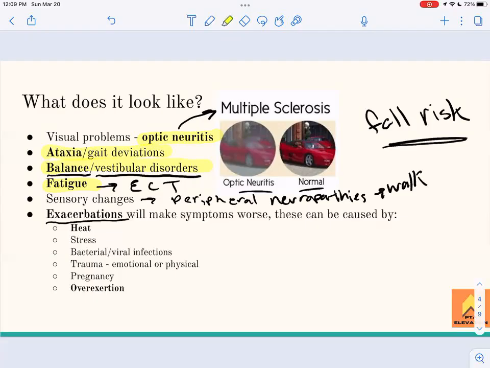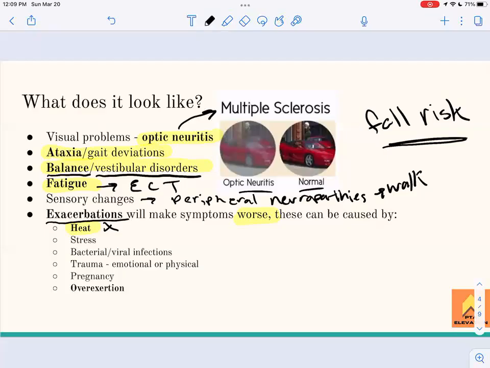Exacerbations are going to make these symptoms much worse, and here are some major things that can cause exacerbations. The big one that the board likes to talk about is heat. Now, I know there's evidence to support that aquatic therapy would help people with MS. However, most pools are heated, and if the pool is heated, we don't want that. Could we suggest a patient walking in a pool outside, where it's a nice cool pool, working on walking?